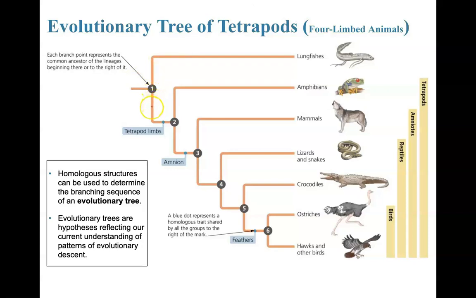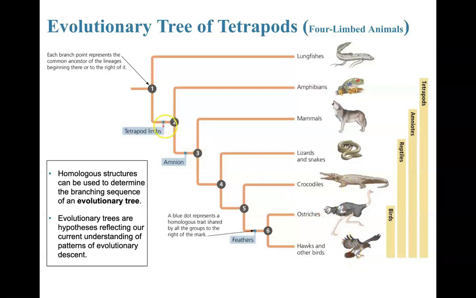Lungfishes, as well as everything else, are descended from common ancestor number 1. If I go over here to the right and keep following, I see my first homologous structure, tetrapod limbs. Four limbs is what I'm saying with tetrapod limbs. Everything to the right of this homologous structure is going to have four limbs. And that's true. Everything to the right, I see amphibians. They have four limbs. Mammals, definitely. Lizards and snakes definitely do. Not so apparent, but on the structural level, they do have four limbs. Crocodiles, ostriches, hawks, and other birds. Yep, these are all tetrapods.